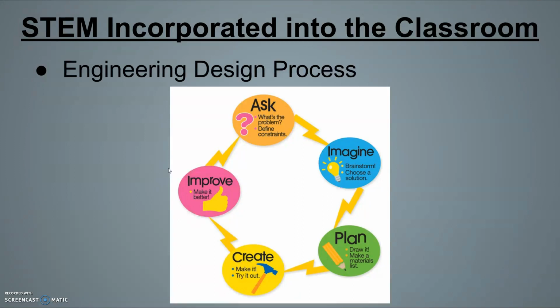As I mentioned earlier, I take an engineering design and problem-solving approach to STEM education in my junior high tech ed classes. The engineering design process that you see here is the one that I use in my junior high classes, and it is very much similar to the one that was presented in the module.